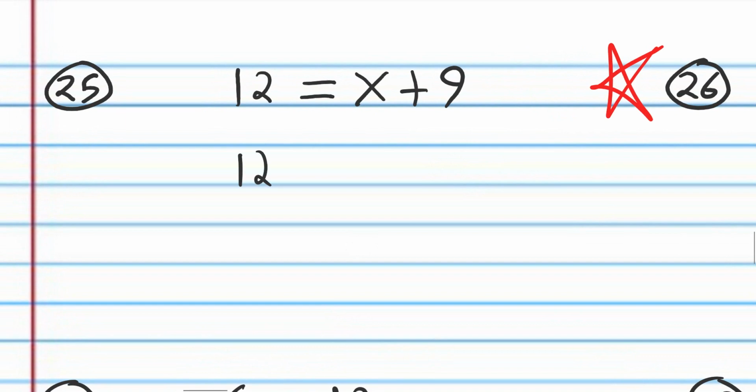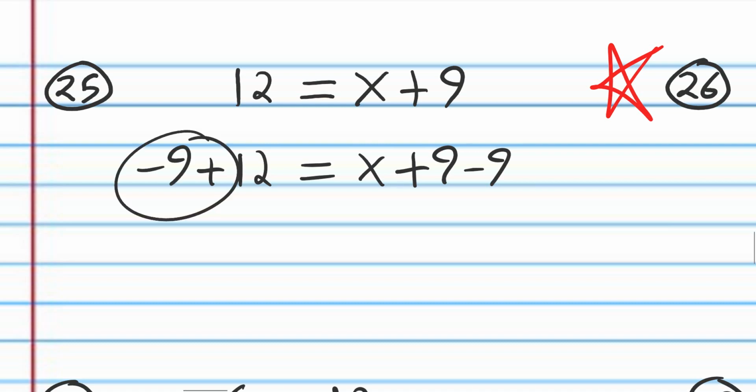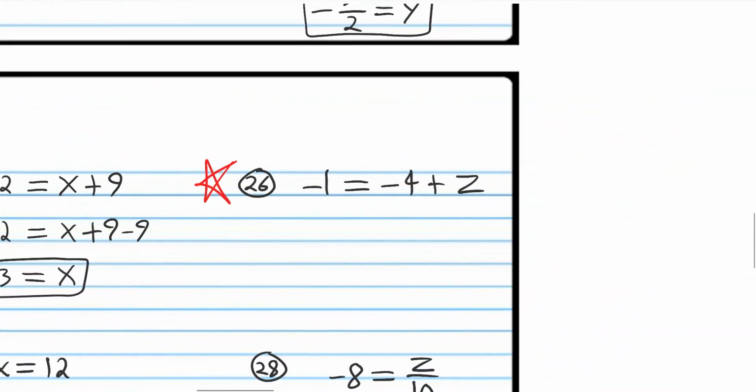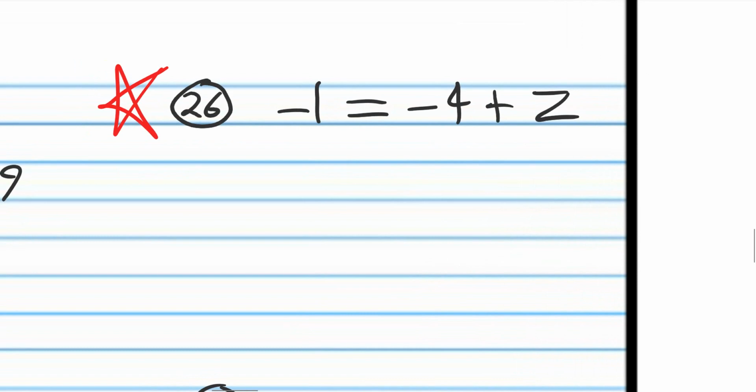All right, we're back. Subtract 9 from both sides of the equation, and this is where the trouble is going to come. The 9's cancel out on the right side of the equation, and -9 plus 12 is positive 3, so if you got positive 3, good job. All right, number 26, we got a star, so let's do that one together.